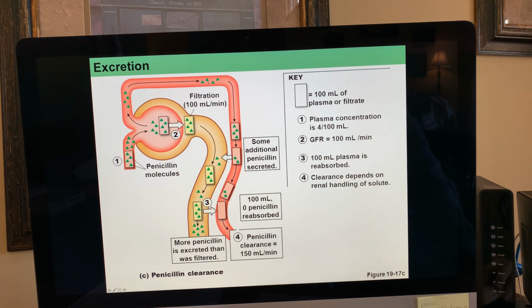penicillin that is present in the peritubular capillaries will be secreted, will be pumped into the tubular system, so that what is excreted in the urine is not just the penicillin that was produced by filtration, but more, because it'll be also the penicillin that is secreted from the peritubular capillaries, which is why penicillin is so aggressively excreted from the body.